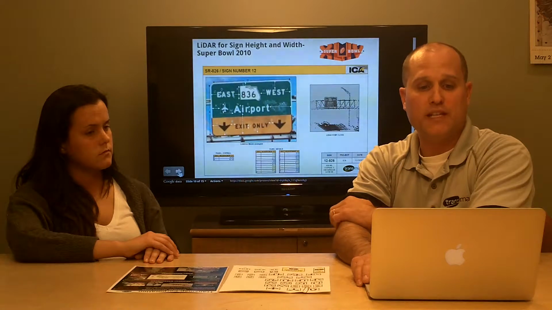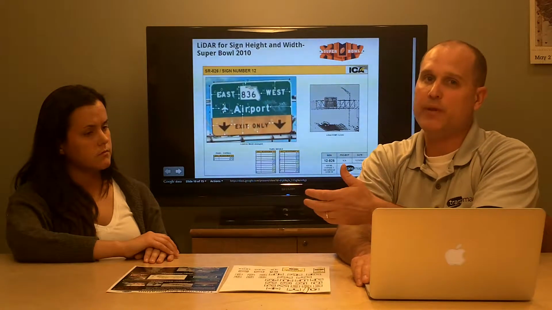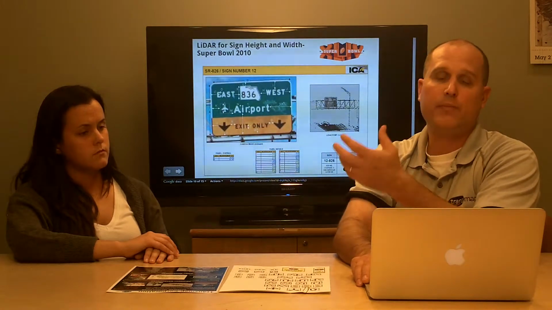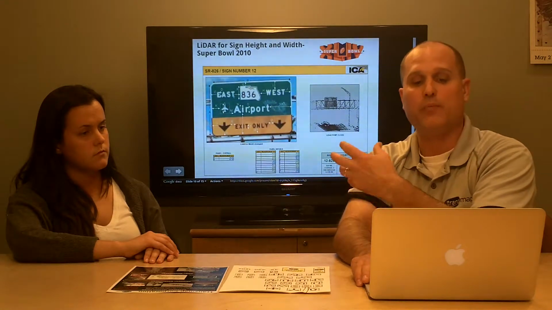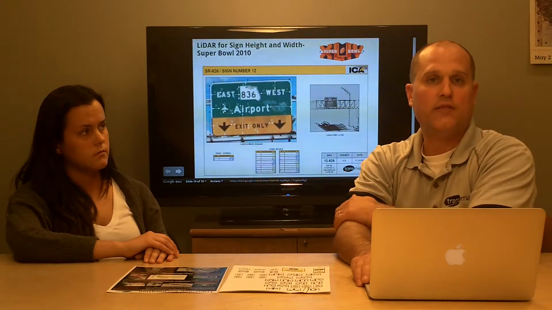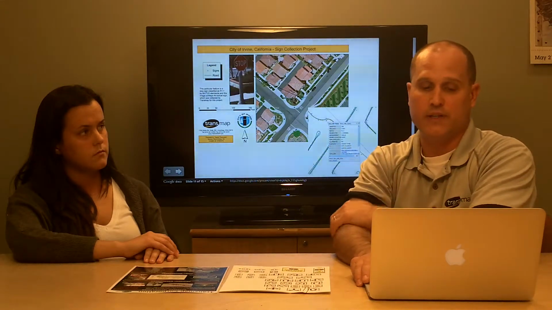This is a project we did down in Florida for the Super Bowl a couple years back, and this is information that may not be MUTCD requirements, but it might be requirements that you want to have, like how far in your letters are, how big your letters are. We can get all that information from the LiDAR. Again, that was a big sign inventory.